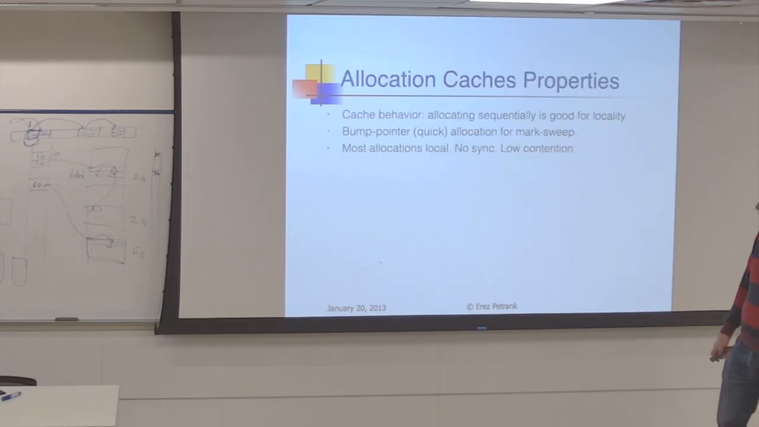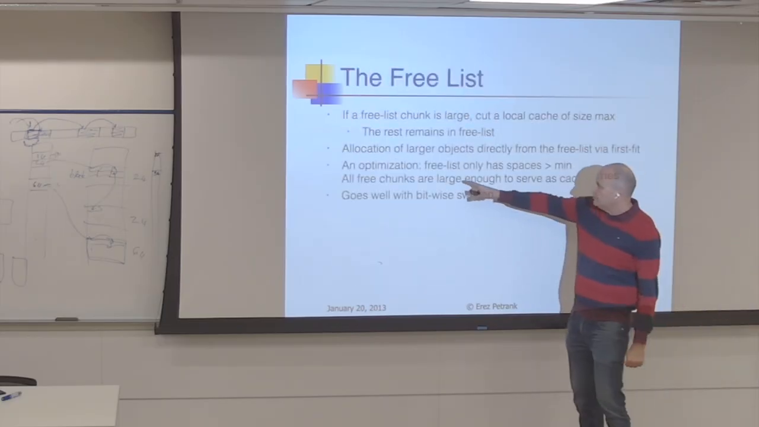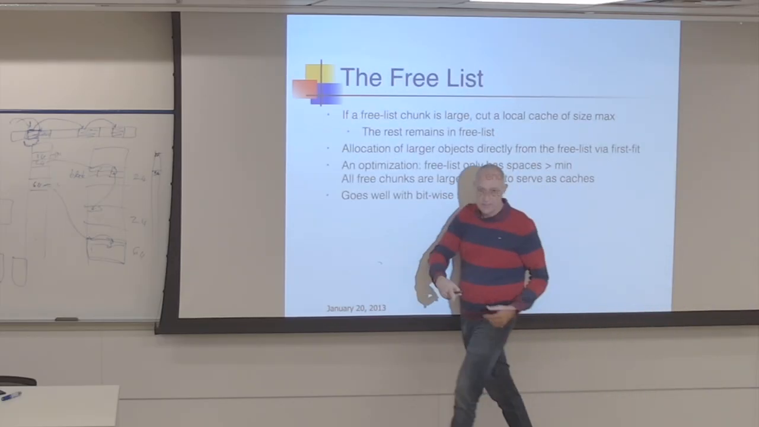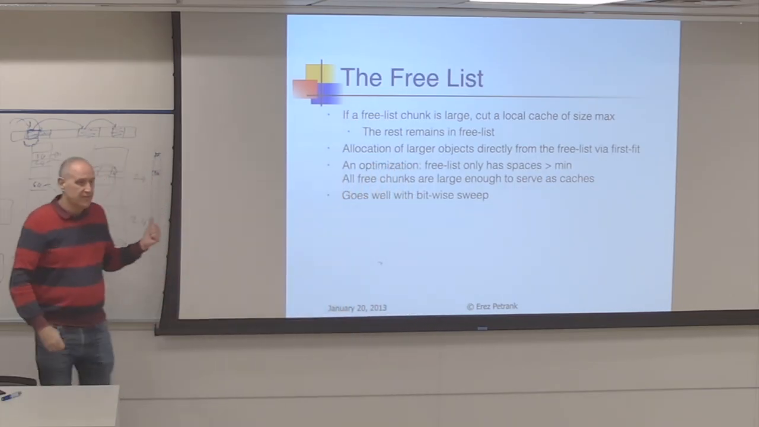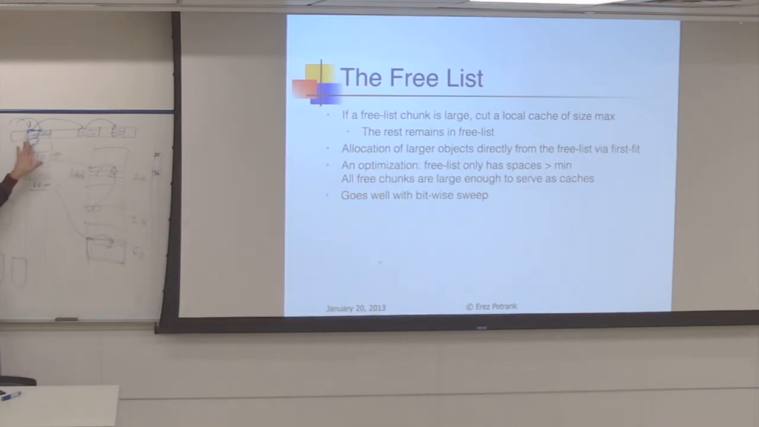Okay. So an optimization says that I don't want to keep in the free list chunks that are too small for a cache because I will never use them. They're not used for allocation directly, they're just used for caches.